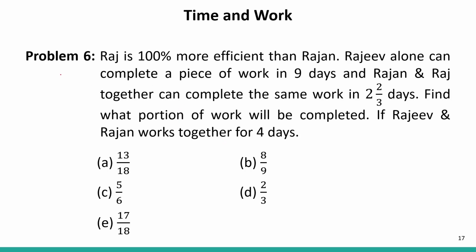Okay, so let's go forward with problem number 6. Raj is 100% more efficient than Rajan. Rajiv alone can complete a piece of work in 9 days, and Rajan and Raj together can complete the same work in 2 and 2/3 days. Find what proportion of work will be completed if Rajiv and Rajan work together for 4 days. Among these 5 options, let's see which is actually correct.